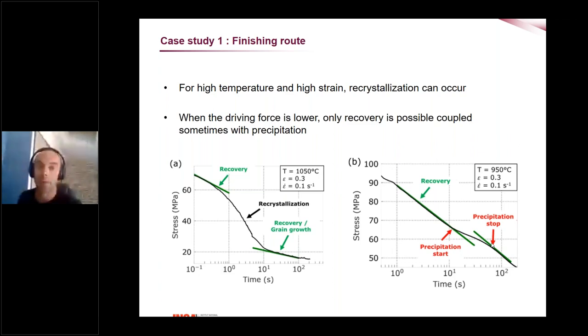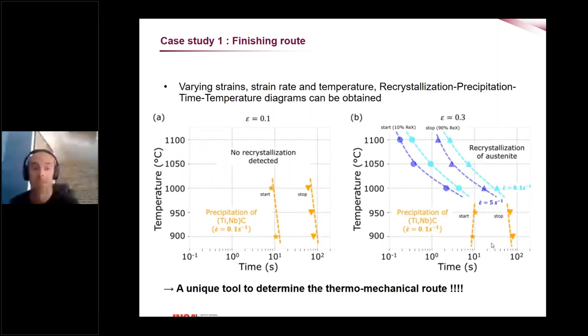Once again, we need to have recrystallization and we need to have precipitation for getting the right mechanical properties. So we did a lot of experiments varying strains, strain rates, and temperature, and then you end up with recrystallization-precipitation-time diagrams that I can give you here. So here, this is for 10% deformation. At that level, you don't have enough driving force to induce recrystallization of austenite.